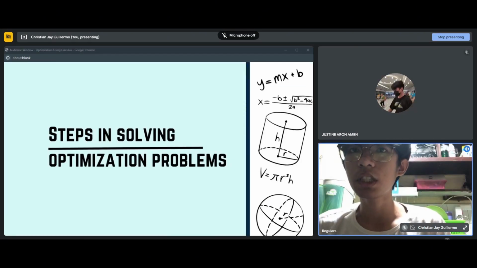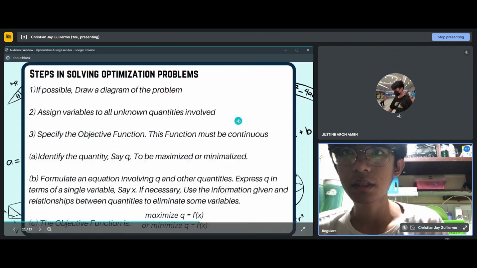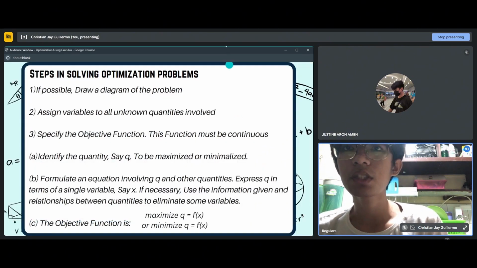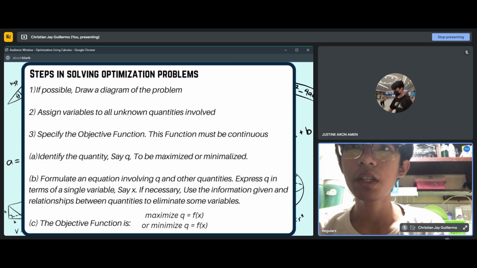Now let's proceed to steps in solving optimization problems. Steps in solving optimization problems. 1. If possible, draw a diagram of the problem. 2. Assign variables to all unknown quantities involved. 3. Specify the objective function. This function must be continuous.